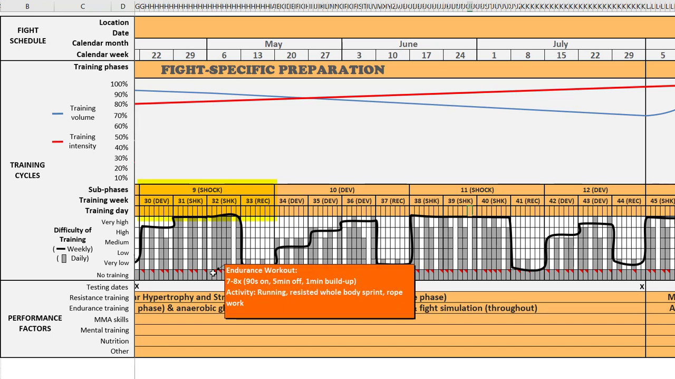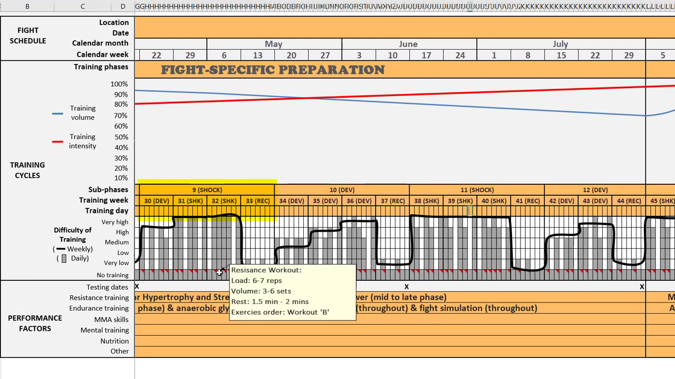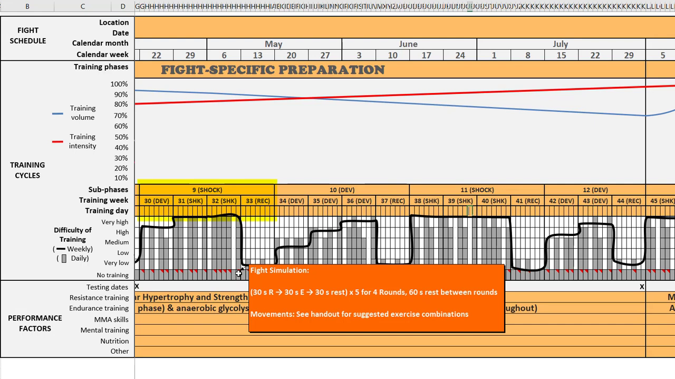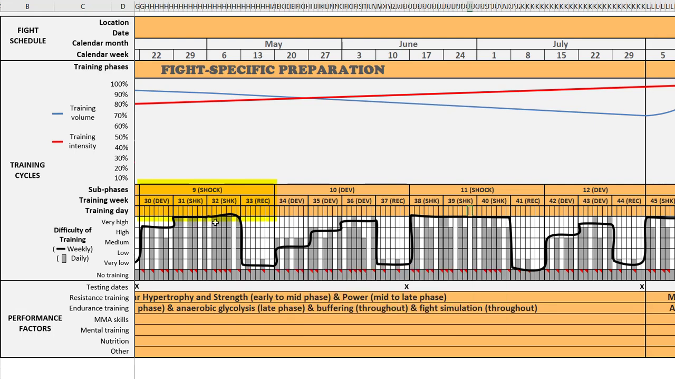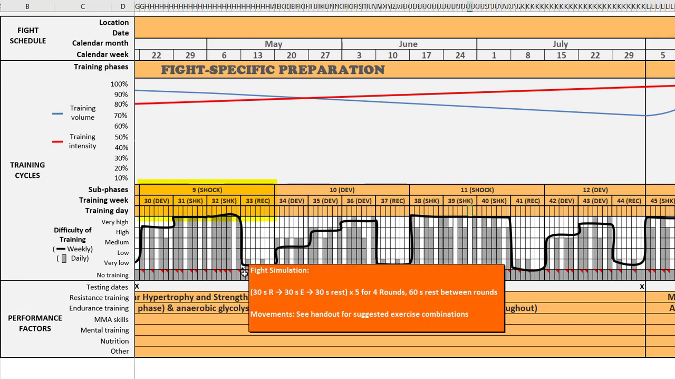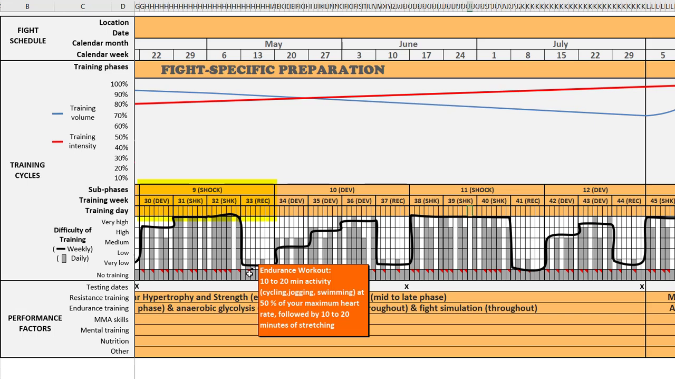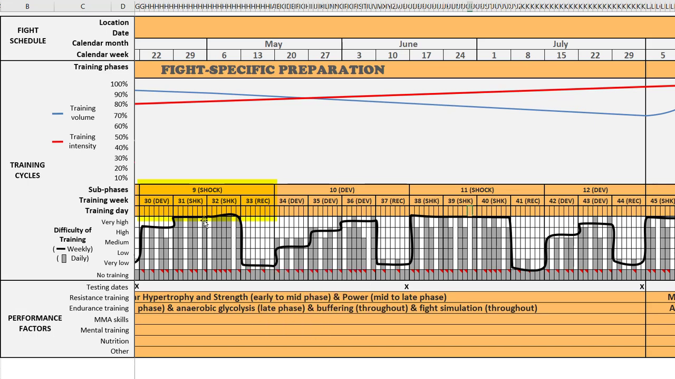We have our high intensity endurance workouts, whole body, for the first one, and then again, it's whole body for the second one. You can do MMA specific as you like. We have our resistance training workouts here, 2 of them, and then we have that fight simulation again. So this is the hardest sub-phase yet, with really 2 very challenging shock weeks. So again, this recovery week is very, very important to dissipate all the fatigue that's built up from this very difficult shock sub-phase.